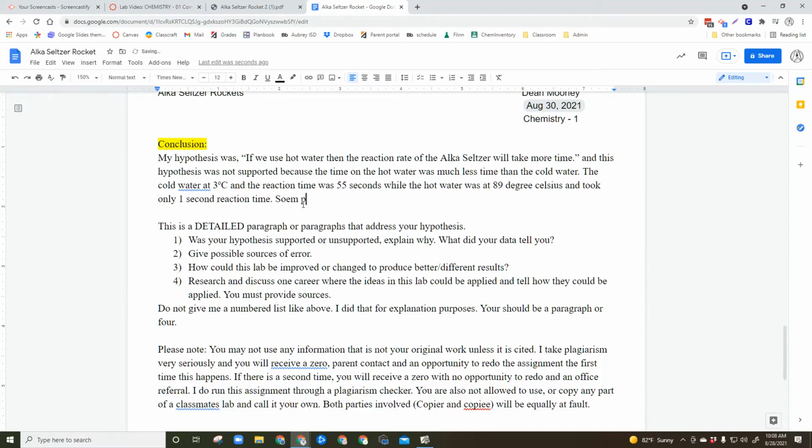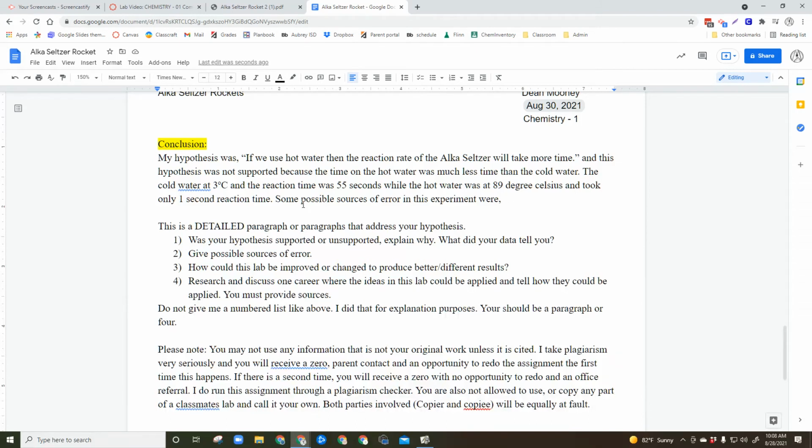Some possible sources of error in this experiment were, okay, so as the experimenter, as the scientist, what are some possible mistakes? Error means mistakes. Mistakes you could have made in this experiment. Okay, I'm going to give you one. You cannot use the one that I give you. You have to think of your own, but I'm going to give you one as an example.